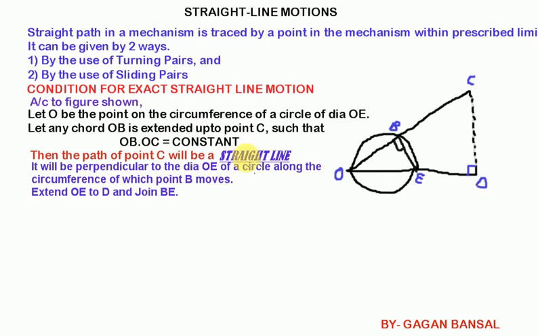Let's consider a figure in which point O is a point on the circumference of a circle of diameter OE. Let any chord OB, as you can see here, be extended up to point C such that OB into OC is constant. If OB into OC is constant, then we can say that point C traces a straight line, and this straight line CD is perpendicular to OD, or we can say diameter OE, which is extended till D.